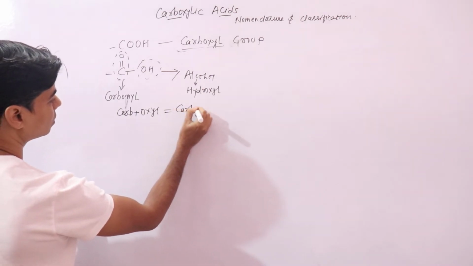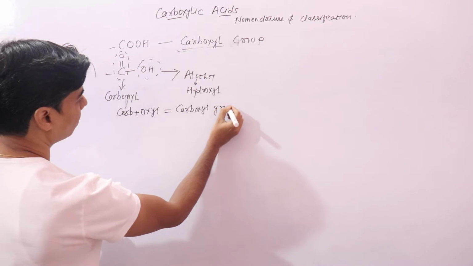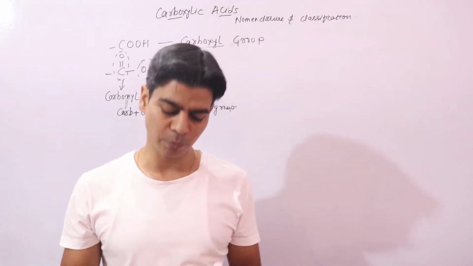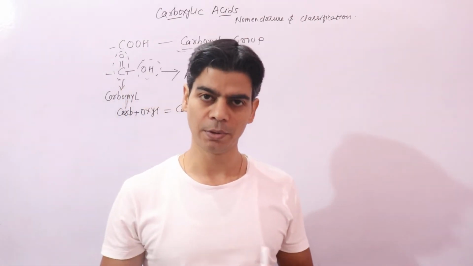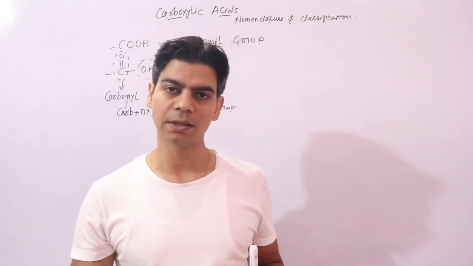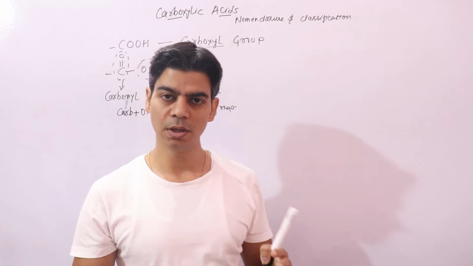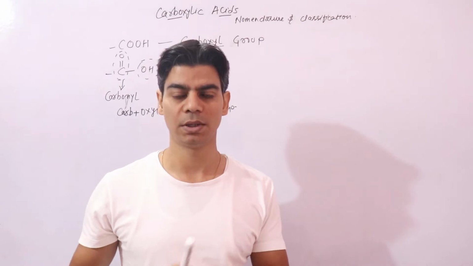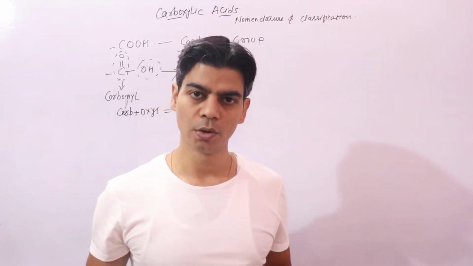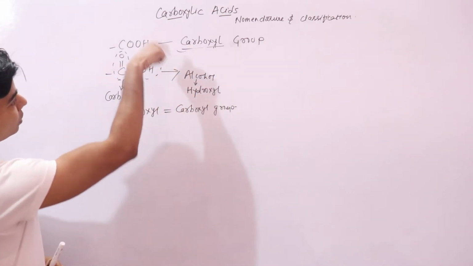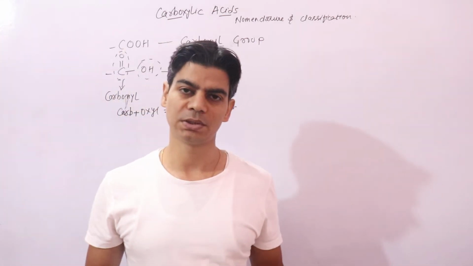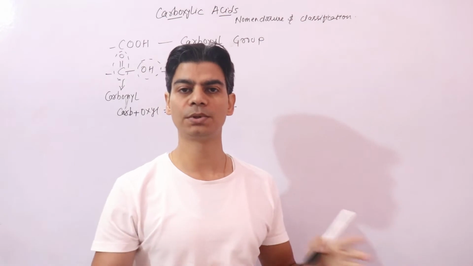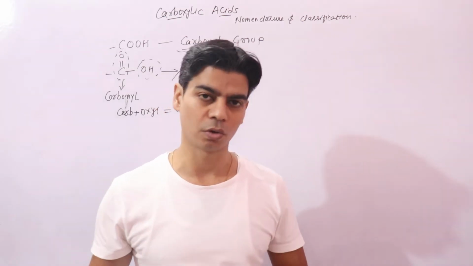So we got the carboxyl group. Now, one important thing is, you may think that since this group is made up of a hydroxyl group and a carbonyl group, it will show the chemical reactions of both aldehydes and ketones, that is the carbonyl group, and of alcohols, that is the hydroxyl group. But it is not so, right? This group will show different chemical properties, different chemical reactions. It's not that it will show the chemical reactions of both carbonyl compounds and alcohols.